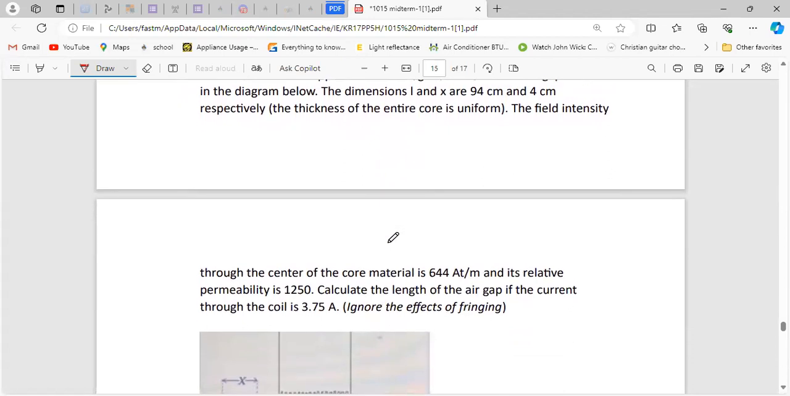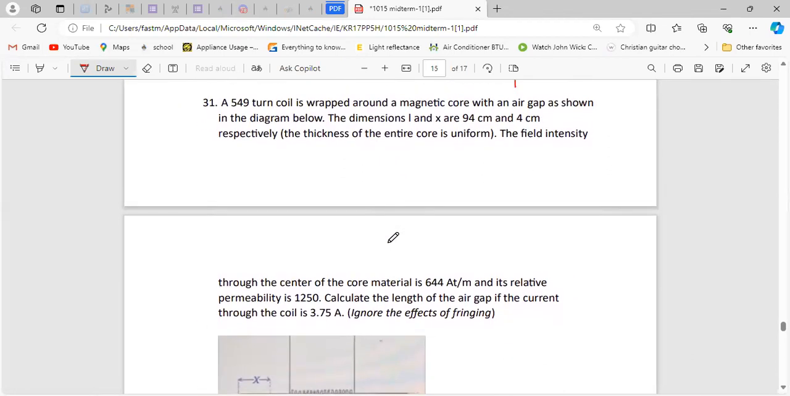The next question, right? So 549 turns for dimension L and X. Okay. So this one you actually had to do the calculations. They give you L and X uniform. They gave you H. They gave you this. So it's a magnetic material. Calculate the length of the air gap if the current is 3.7. Okay. So they gave you some stuff.